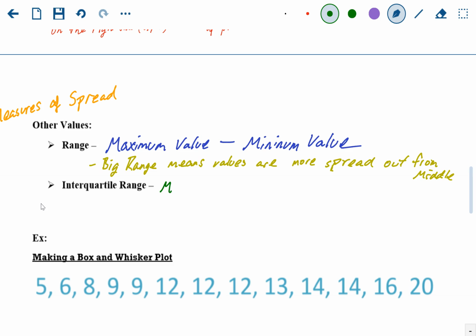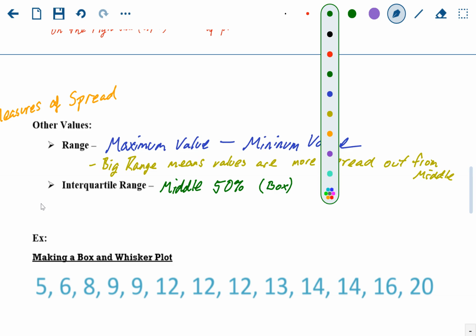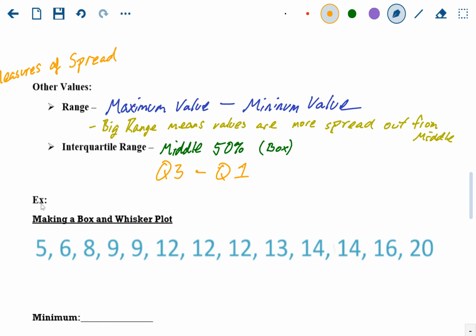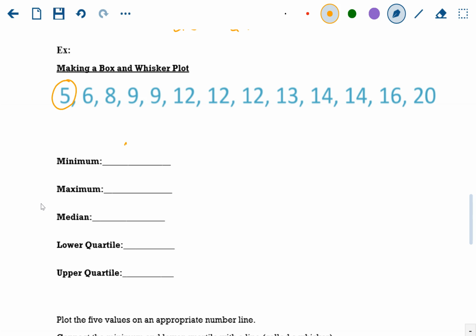The second measure of spread is called the Interquartile Range, often abbreviated as IQR. Interquartile Range is the middle 50% of the data. It's the box. So the box is the Interquartile Range. Interquartile Range is the two quartiles subtracted, Q3 minus Q1. All right, so let's look at this example.